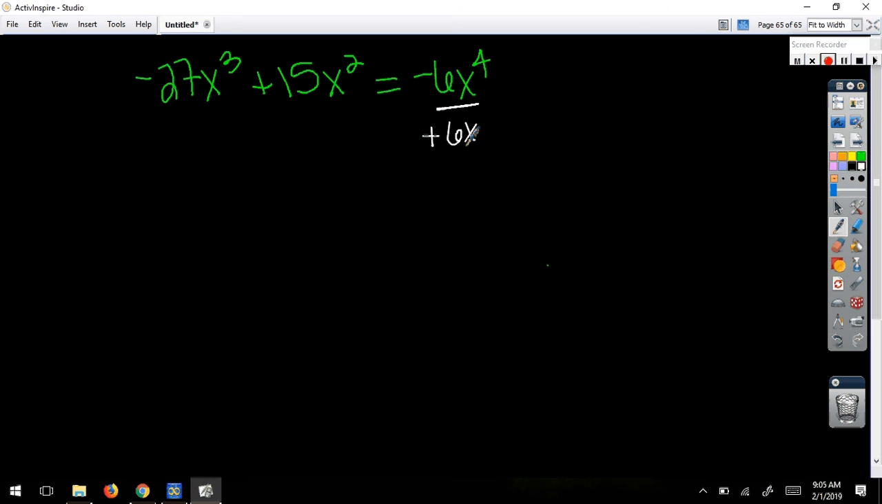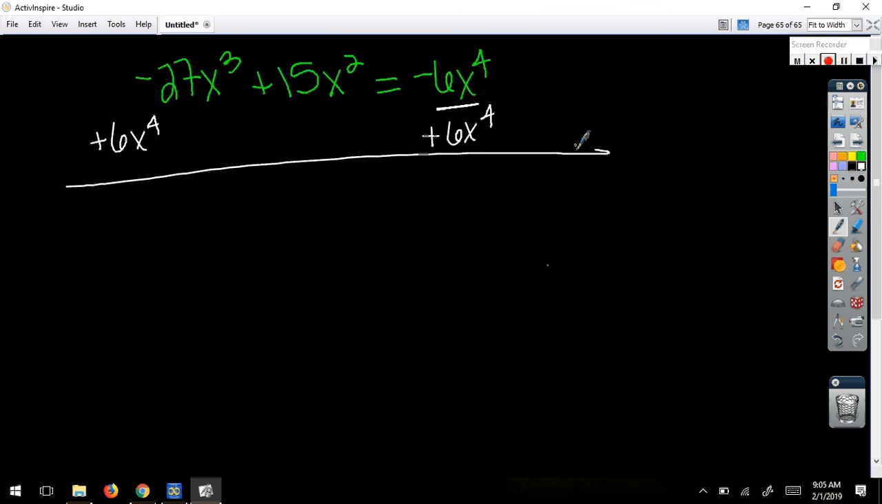Now, some of you asked yesterday about order. Does order matter? When you're adding or subtracting, it doesn't really matter, but technically standard form is biggest exponent down to smallest. So what I want to do is keep this in standard form, so it would be 6x to the 4th minus 27x cubed plus 15x squared equals 0.